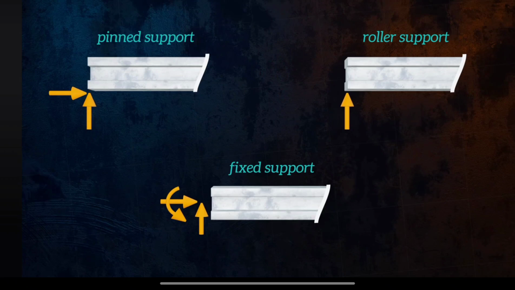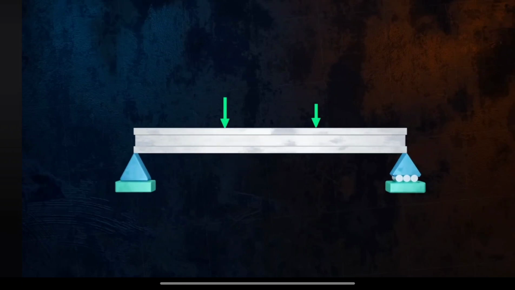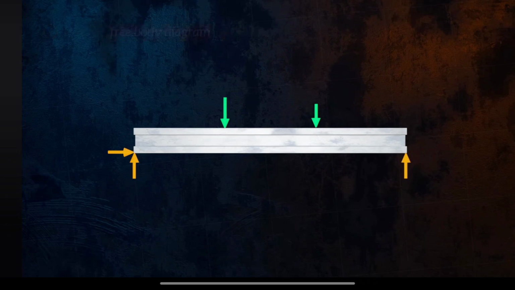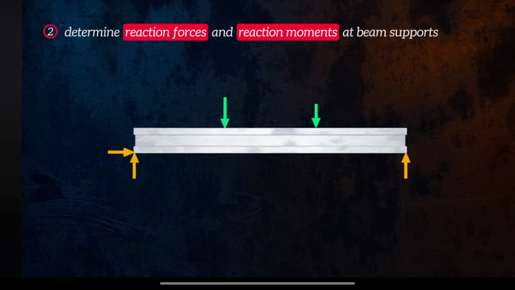So how do you determine the shear forces and bending moments within a beam? There are three main steps we need to follow. First, we draw a free body diagram of the beam. This shows all of the applied and reaction loads acting on the beam. The next step is to calculate the magnitude of the reaction forces and reaction moments at all of the beam supports. We do this using the concept of equilibrium.